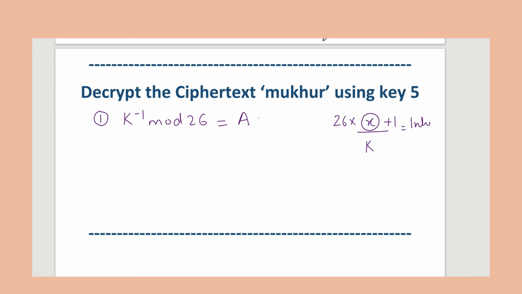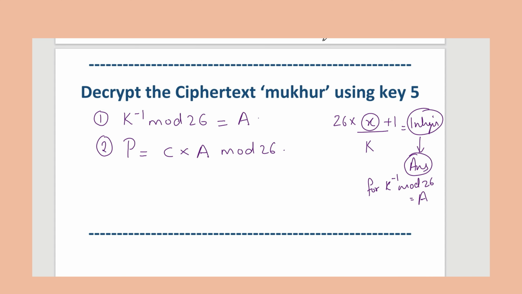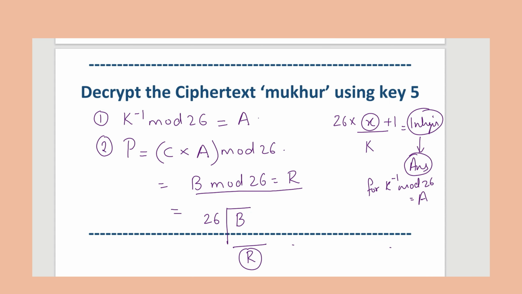The second step is we mapped the ciphertext letters to numbers and then processed each of the numbers by doing decryption using C into A mod 26. So if you get C into A as a number B, how do you do B mod 26? You divide B by 26 and the remainder R is your answer of B mod 26. Then whatever number you got for R, you again map it to letters and reconstruct the plaintext word.